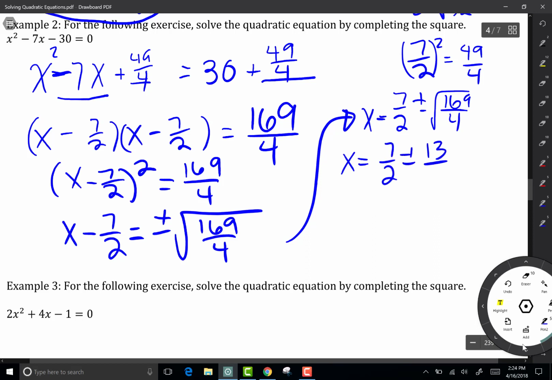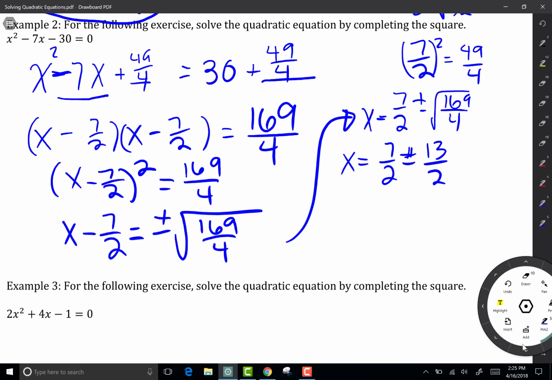That comes out nicely. If it doesn't come out nicely, you just leave it as the square root of 169 over 4. If you can simplify what's under the square root, then go for it. Otherwise, you can just leave it alone.